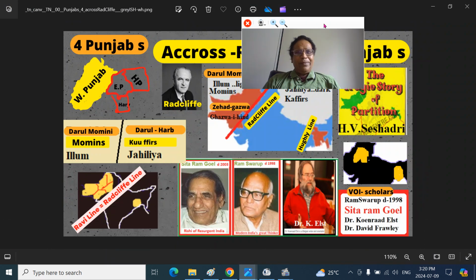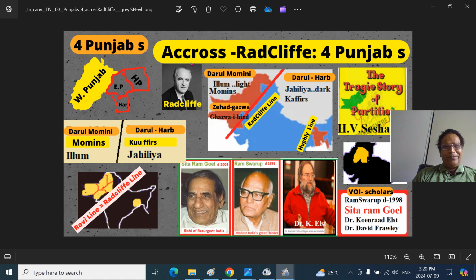There are four Punjabs. The Radcliffe line is the partition line, the dividing line, and this is the division: Paschim Punjab, East Punjab, Himachali Punjab, Haryanvi Punjab. The British judge and partition committee chairman Cyril Radcliffe gave his name to the Radcliffe line, or Ravi line.